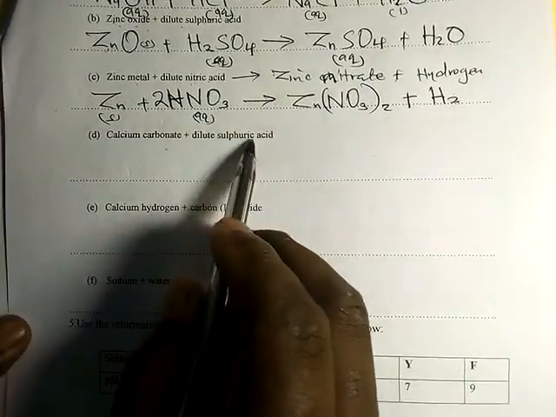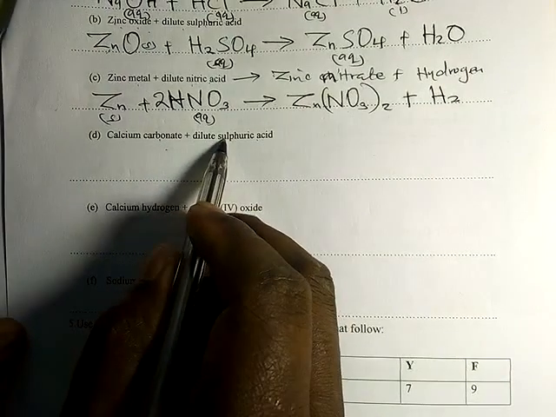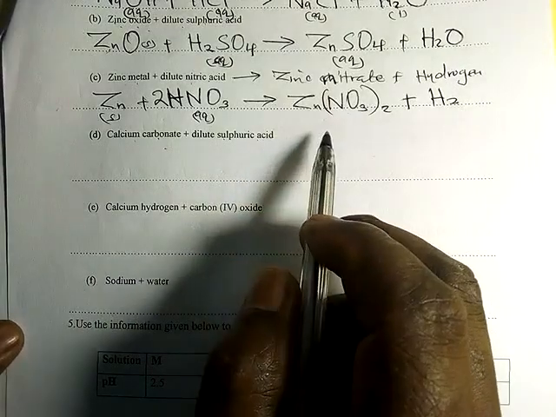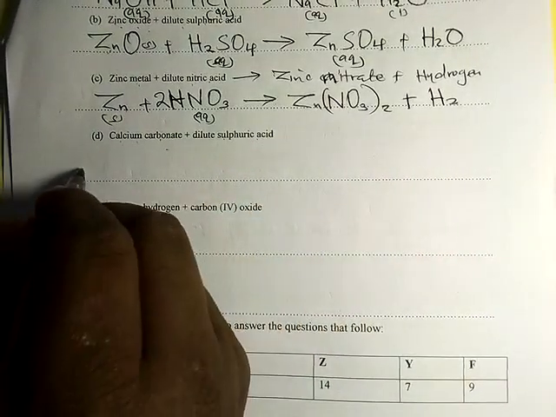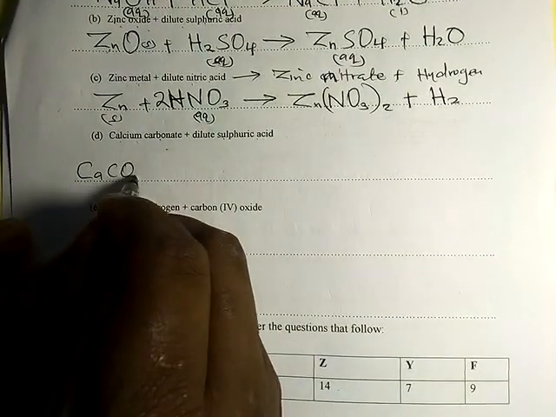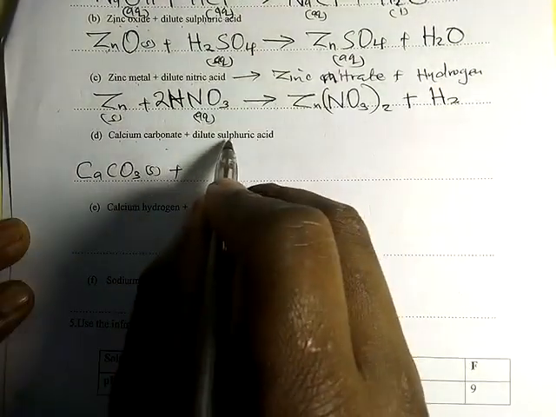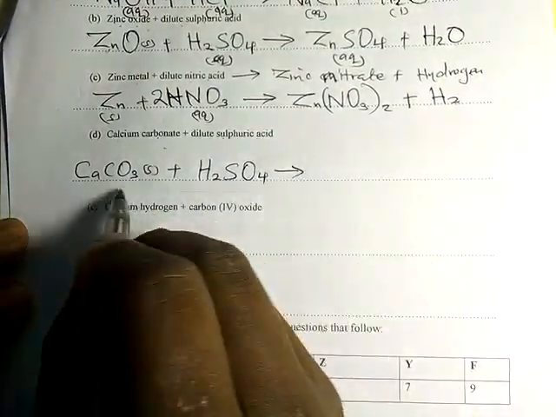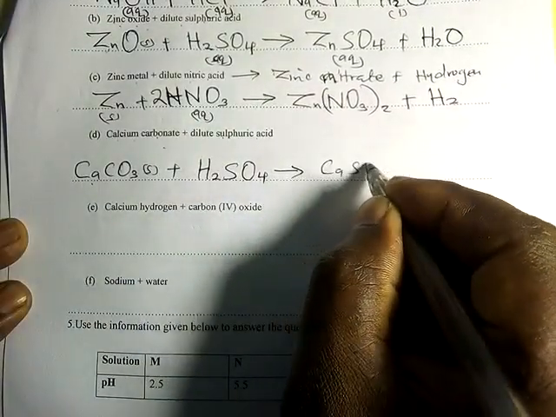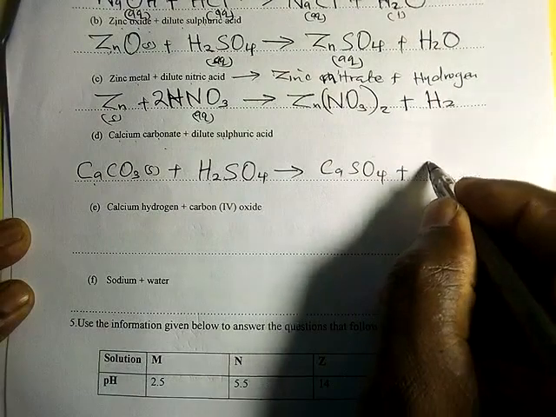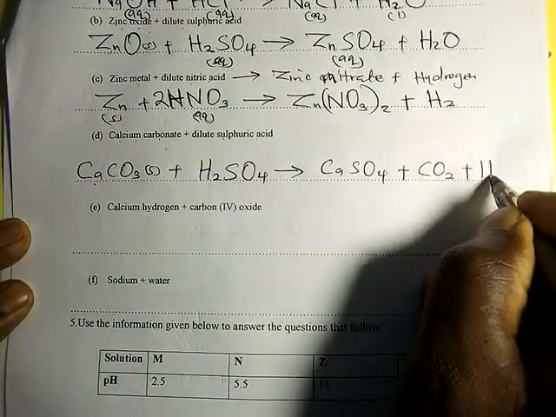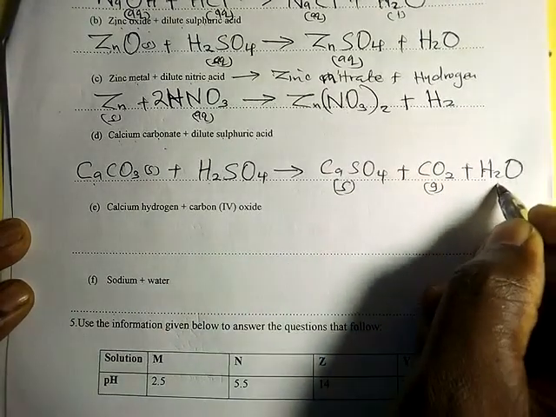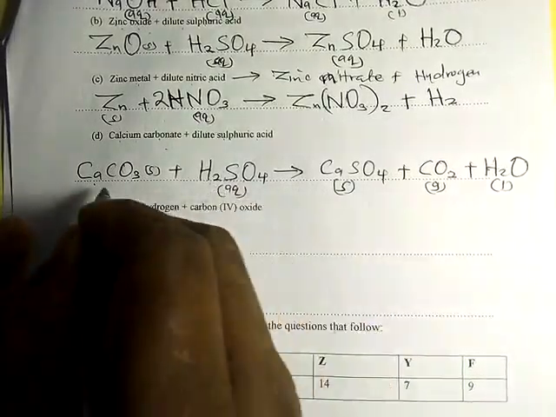Calcium carbonate plus dilute sulfuric acid. This is a carbonate plus an acid. Carbonates plus acids will give you salt, water, and carbon(IV) oxide gas. So calcium carbonate, a solid, plus sulfuric acid, H2SO4, will give you calcium sulfate, plus CO2, carbon(IV) oxide, plus water. This one is a solid, this one is a gas, and this one is a liquid, aqueous, a solid.